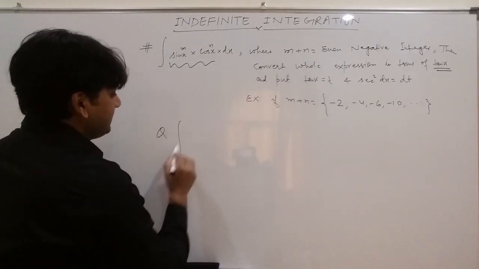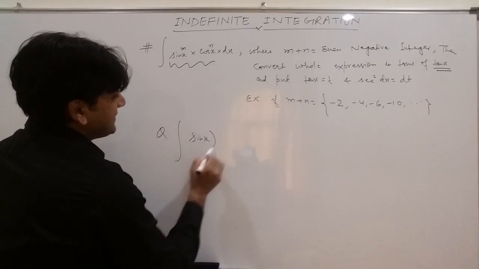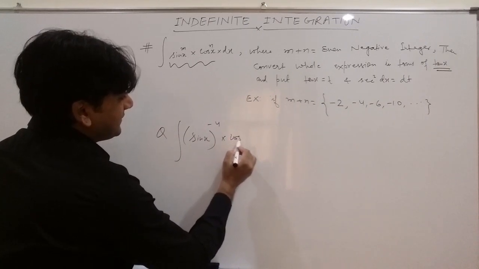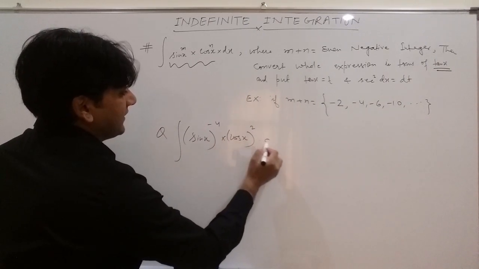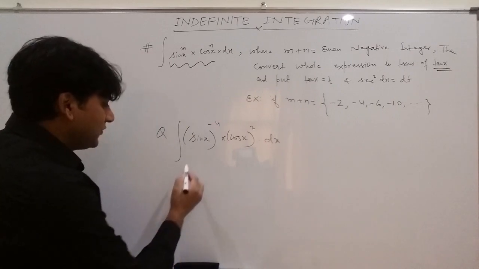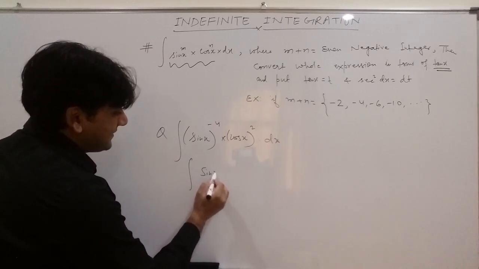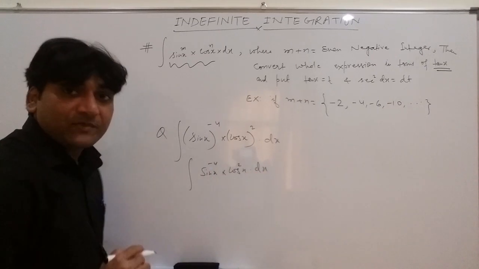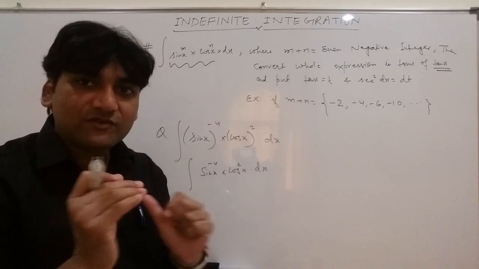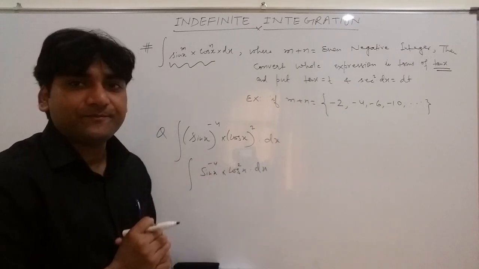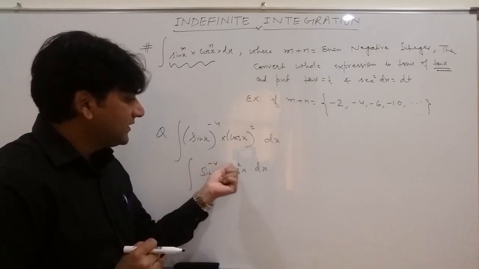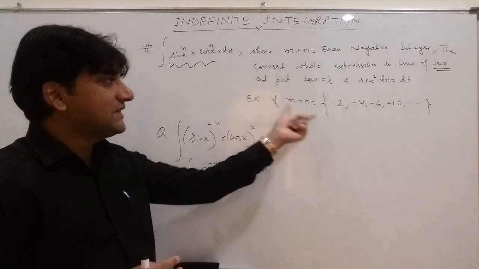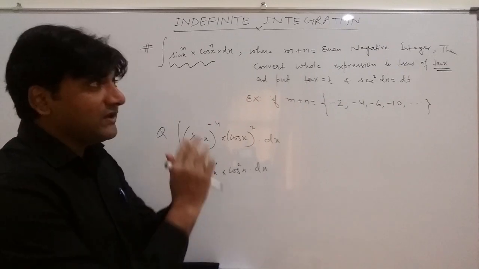First, I'm writing sin x raised to minus 4 times cos x whole square dx. Okay, this would be like sin x raised to minus 4 times cos square x dx. Before solving, we have to understand m plus n. So m is minus 4, n is 2. m plus n is minus 2, and minus 2 is an even negative integer. So we got the concept.